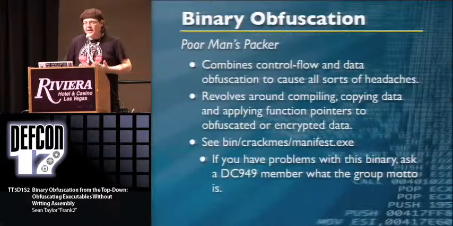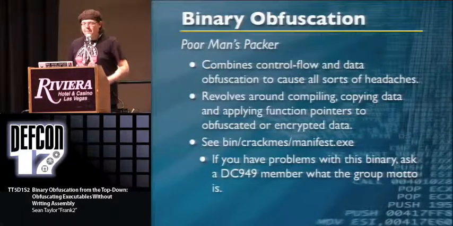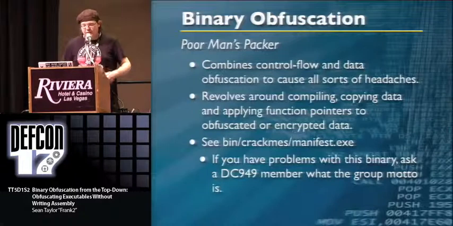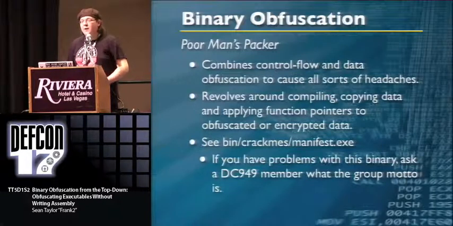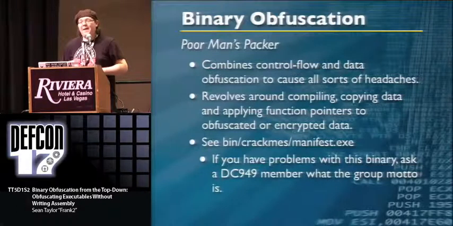And all it really does is it revolves around compiling, copying data, and applying function pointers to obfuscated or encrypted data. There's another great example of this. It's called manifest.exe. It's actually really big, and it shouldn't be that big, but I'll explain why it's that big in a few minutes. If you have a problem actually running this binary, because when you first run it, it is likely going to crash. And that's not necessarily the program's fault. That's by design. So if you have any problems actually trying to unpack this binary, just ask a DC949 member what the group motto is.